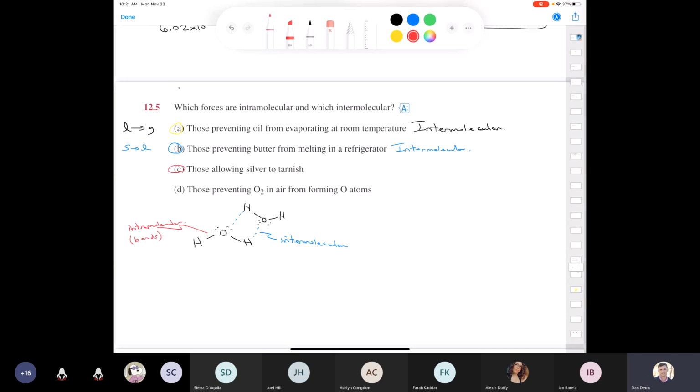Those allowing silver to tarnish. That's going to be intramolecular forces because we're causing the silver to oxidize. Right, we're forming new types of bonds. So this would be intramolecular.